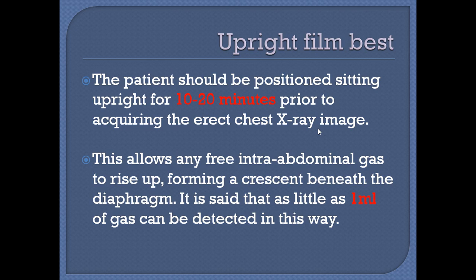We ask the patient to rest for 10 to 20 minutes, so the maximum air goes upward, and then we can acquire an erect chest x-ray. This allows the free intra-abdominal air to rise up, and a crescent is formed just beneath the diaphragm. 1 ml of gas can be detected in this way if the patient was given enough time to rest and then the x-ray is acquired.